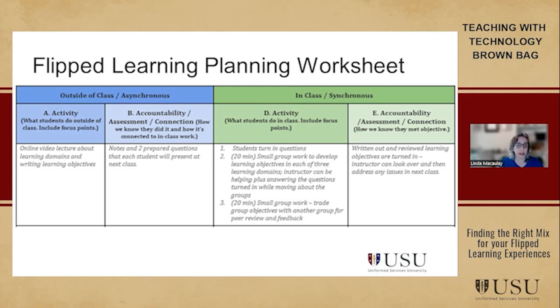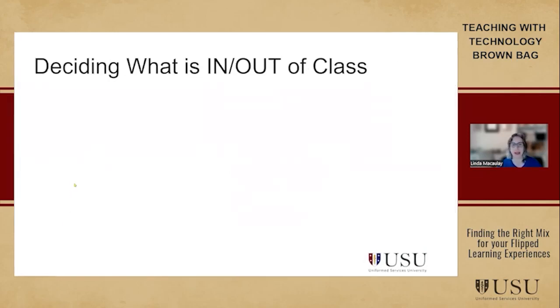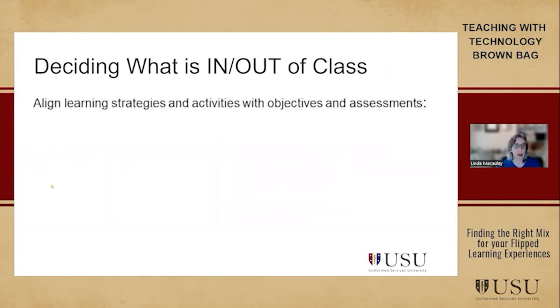And we're going to be looking first at columns A and D, which is the activities that the students will do in column A for outside of the class, and then in column D for in class. And then we're going to move into more about that accountability piece, which is columns B and E, a little bit later. So now that we know we've got a document to help us plan, let's start thinking about making some of those decisions. We have to align our learning strategies and activities with our objectives and assessments.